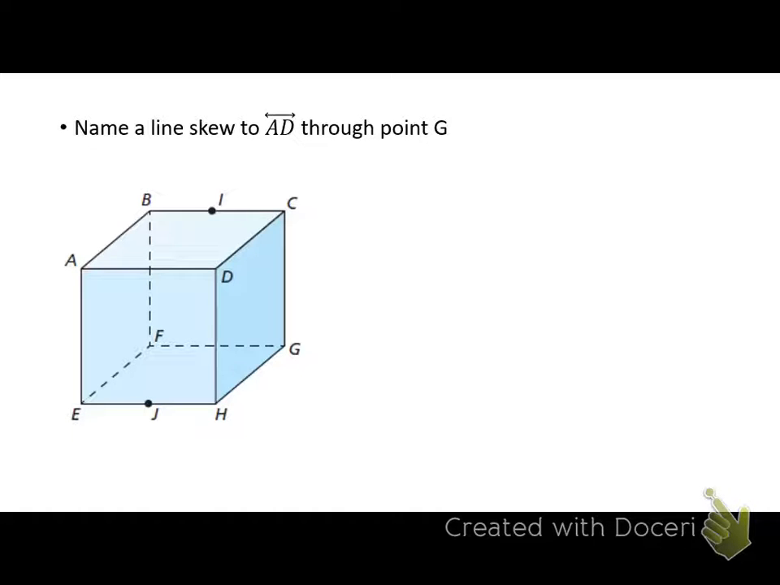Put your board down. Speed point's been given. If you don't remember what skew is, it's from 3.1. So Kevin, you'll show me them all at the same time in a second. There are 3 acceptable answers that are skew to AD through point G.